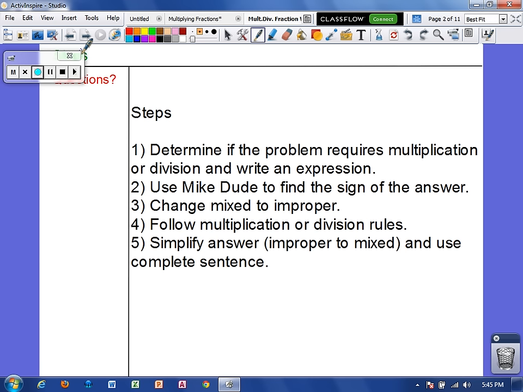Alright, so the steps to solving these word problems: we want to determine if the problem requires multiplication or division, and we want to write the expression to represent it. We want to use Mike Dude to find the sign of the answer, change mixed to improper, follow multiplication or division rules, and simplify the answer. So let's do some examples together.